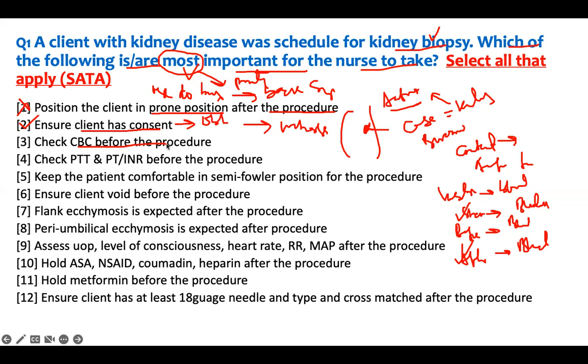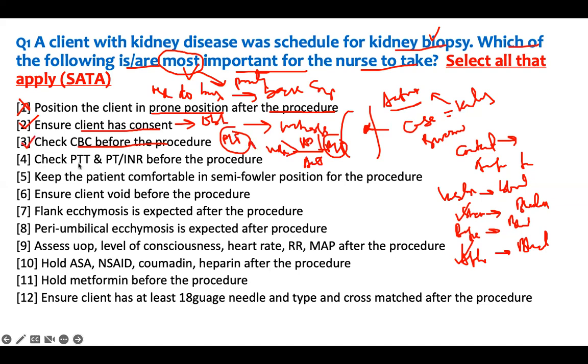Check CBC before the procedure. Is this preventing bleeding? Yes, of course. CBC, usually you have white count, WBC here, you have hemoglobin here, you have hematocrit here, and you have platelets. We need to know whether the patient's platelets are low to prevent bleeding. If platelets are low, yeah, we have a problem. I will not let this patient go to the procedure because then they cannot form a clot. So it's very important I check a CBC to make sure we have a normal platelet count.